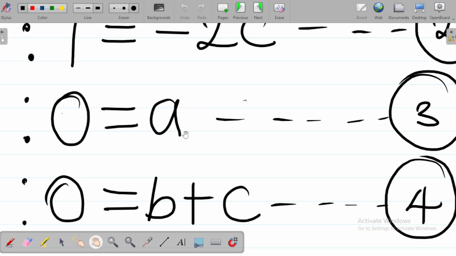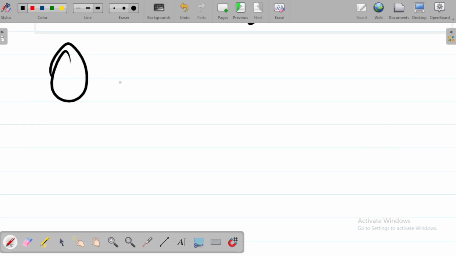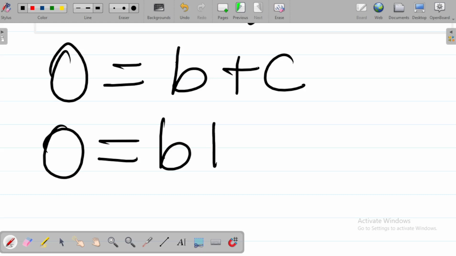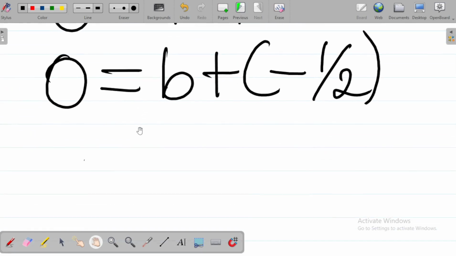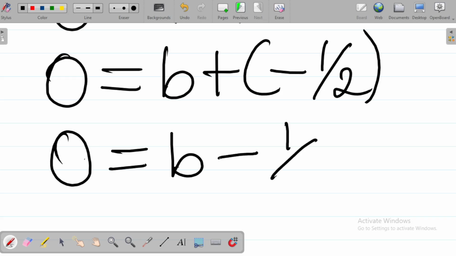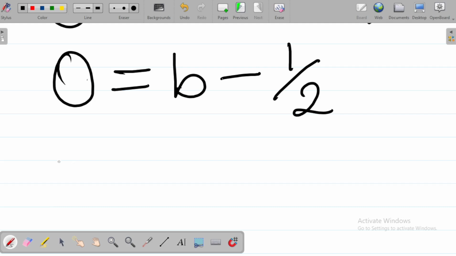Alright, so our next task is to substitute the value of c into equation 4. So we have here 0 is equal to b plus c. So this is equation 4. If we substitute the value of c, we would have 0 equal to b plus minus 1 all over 2. So this gives us 0 equal to b plus, multiplied minus is minus, so we have 1 all over 2. So therefore, b is equal to 1 all over 2.